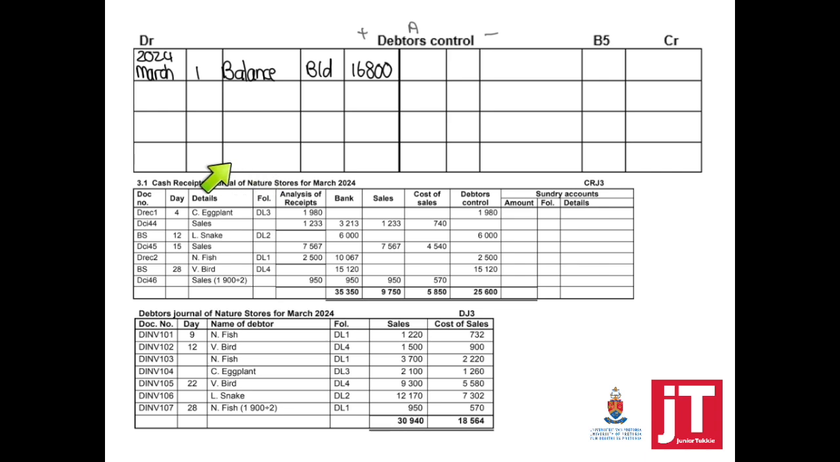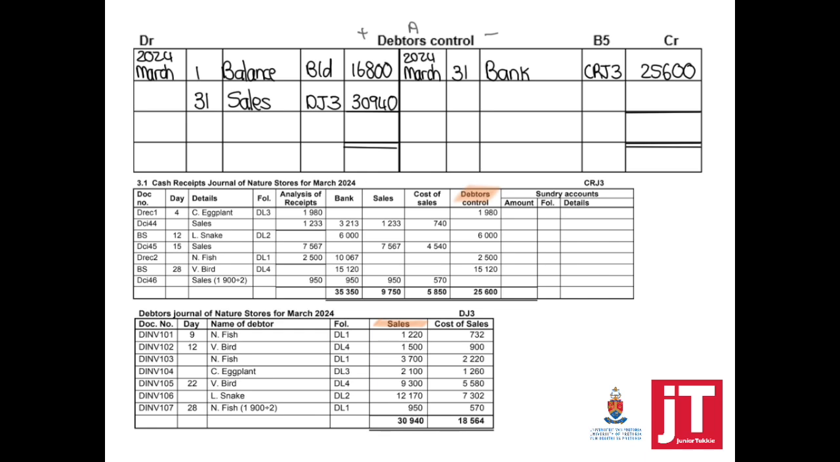Starting with the cash receipts journal now, we need to see, was there any debtors control? Yes. The total must be taken to the general ledger. This happens at the end of the month, March 31st, 2024. From the cash receipts journal, my details is always bank, and the total is 25,600. From the debtors journal, debtors control is always debited. The contra account is sales, 30,940.